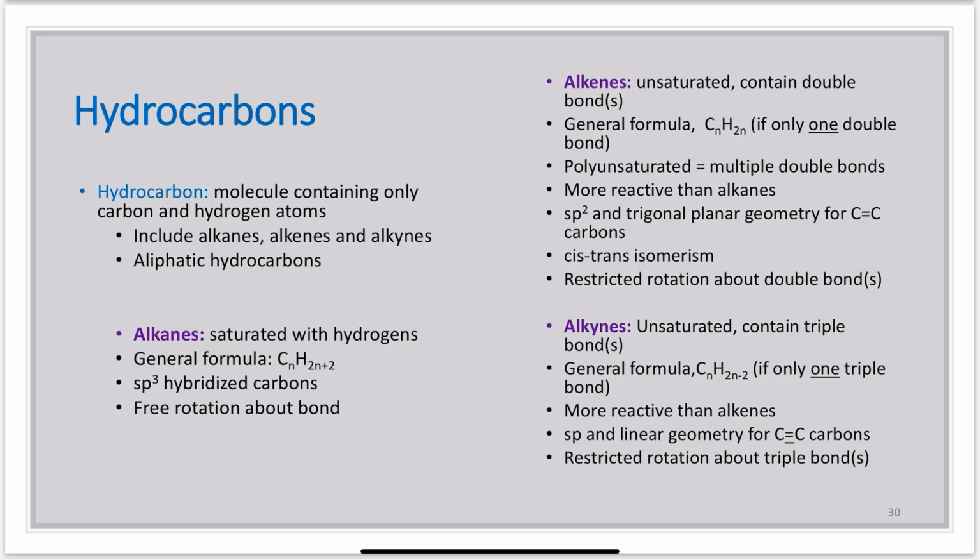These include your alkanes, alkenes, and alkynes, so your compounds that are singly bonded. Again, alkenes are double bonds and alkynes are triple bonds. And aliphatic hydrocarbons.